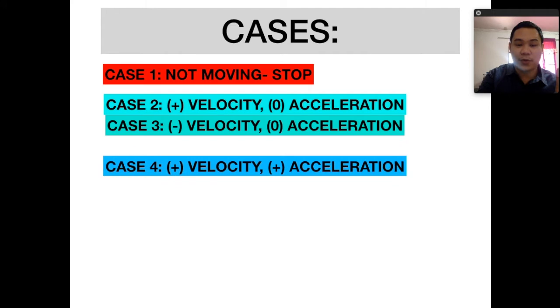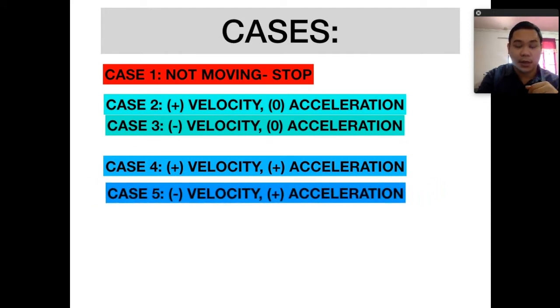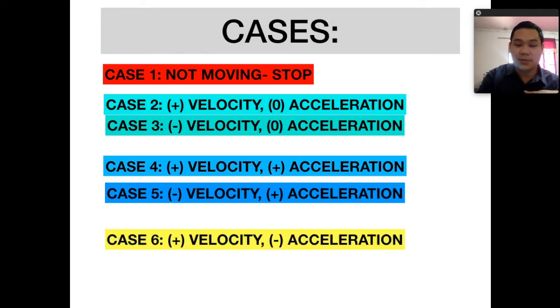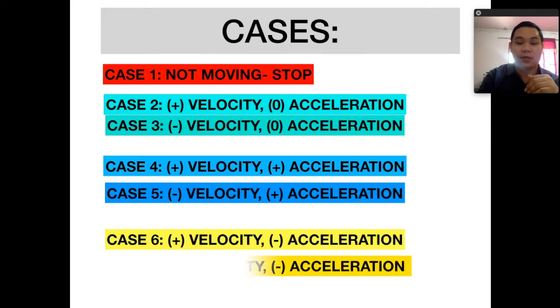Case number 4, we have positive velocity and positive acceleration. And case number 5, we have negative velocity and positive acceleration. Case number 6 would be positive velocity and negative acceleration. And case number 7 would be negative velocity and negative acceleration. So we will explore more of this.